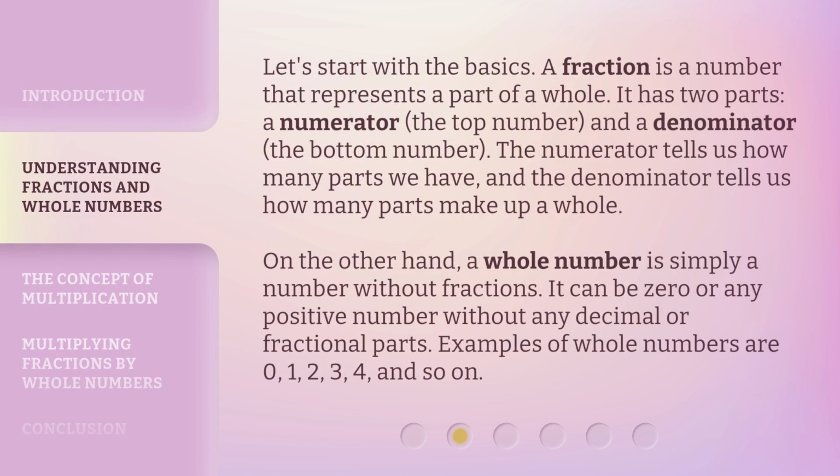Let's start with the basics. A fraction is a number that represents a part of a whole. It has two parts: a numerator, the top number, and a denominator, the bottom number. The numerator tells us how many parts we have, and the denominator tells us how many parts make up a whole. On the other hand, a whole number is simply a number without fractions.